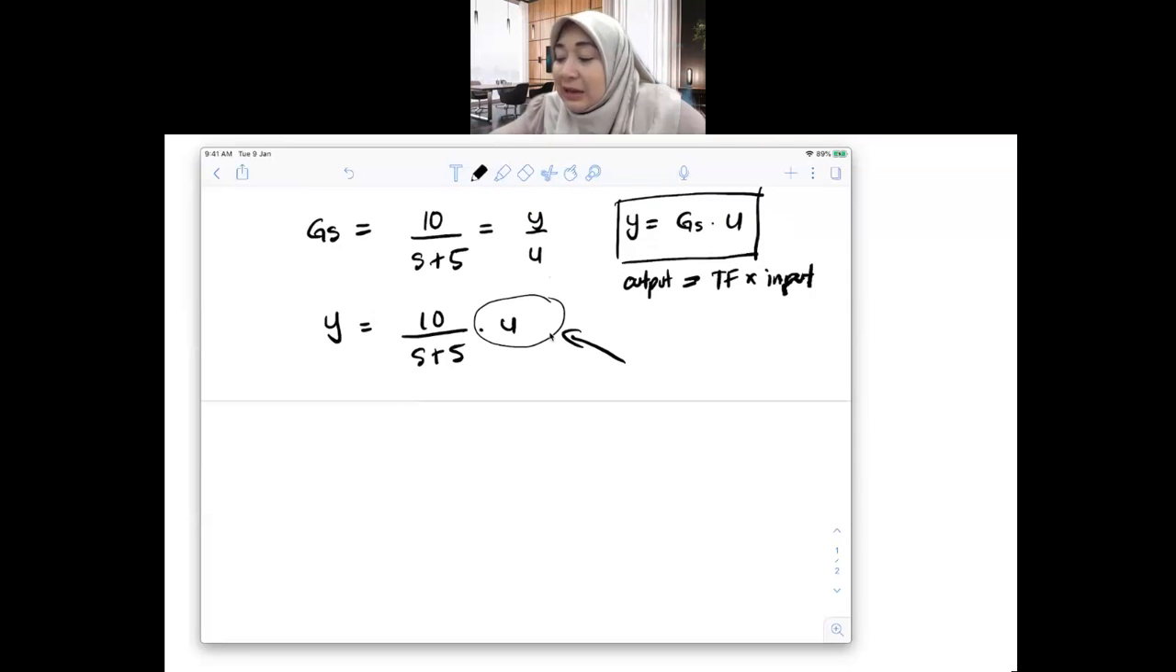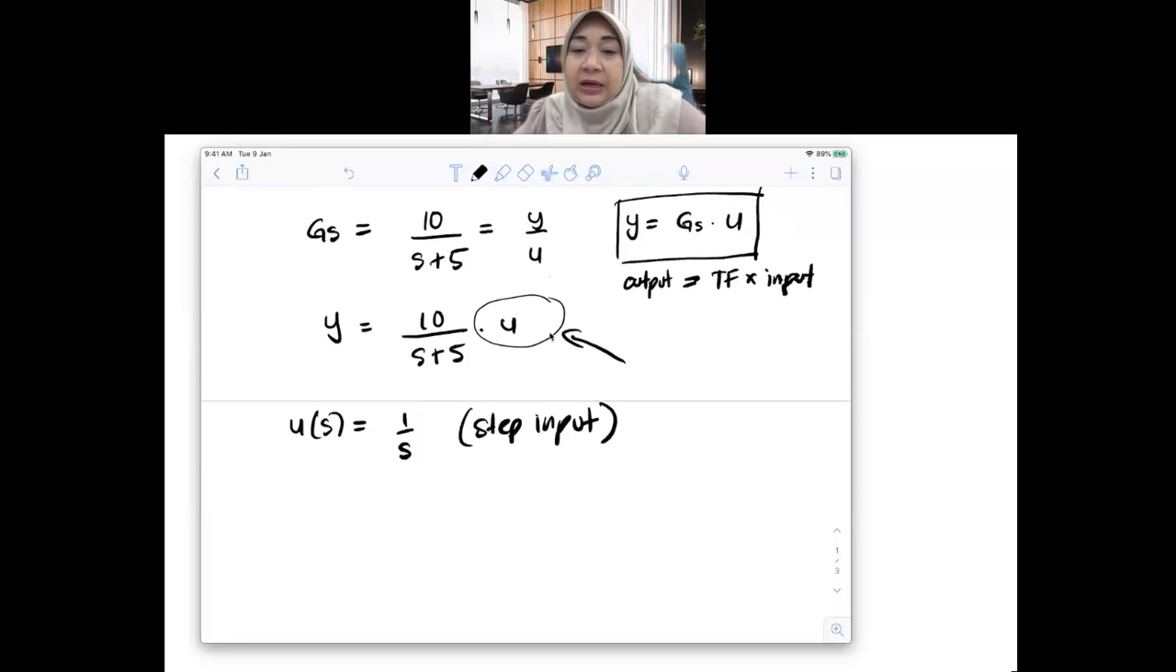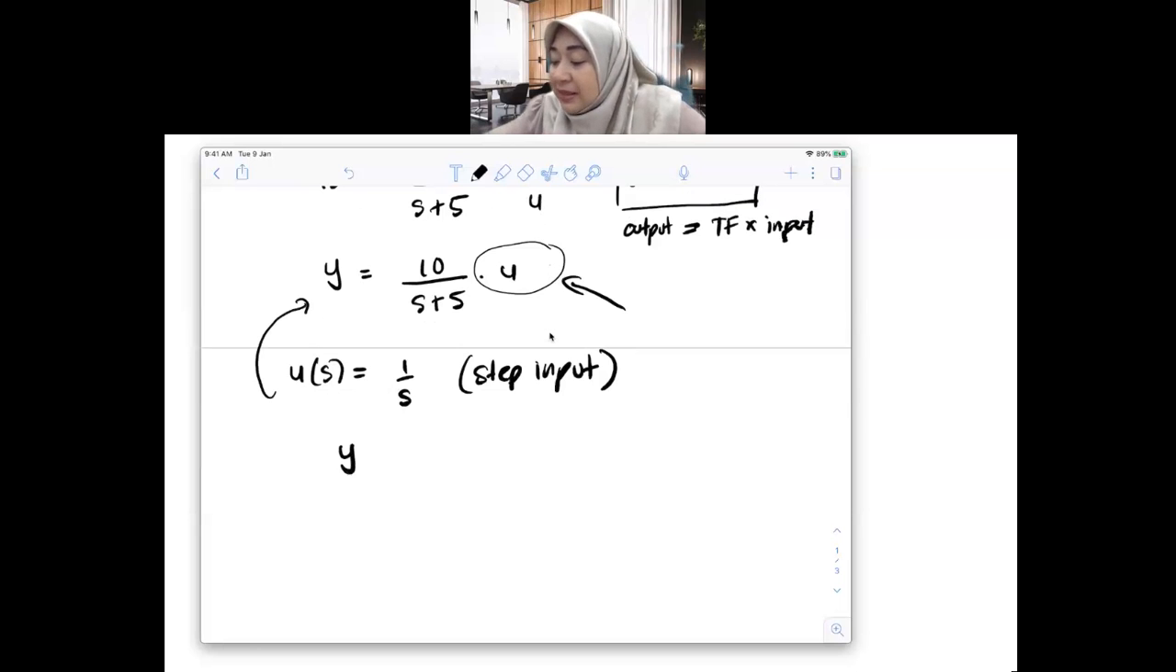So we need to apply input. Let's say I apply an input of u(s) equal to a step input, 1 over s. This is a step input in the Laplace domain, where s is in the Laplace domain. So if I apply a step input to this system, mathematically Y(s) is going to be equal to 10 over s plus 5 multiplied by 1 over s, isn't it?